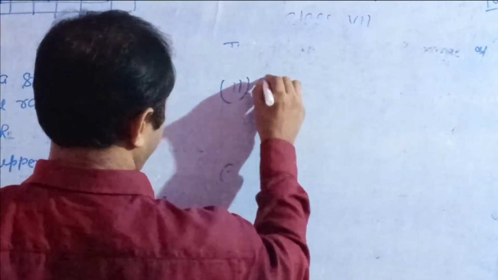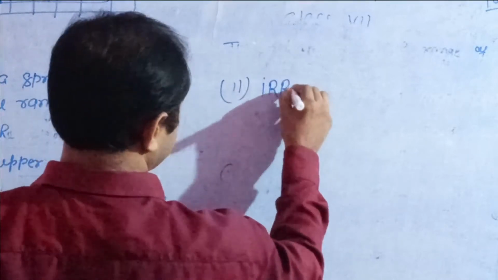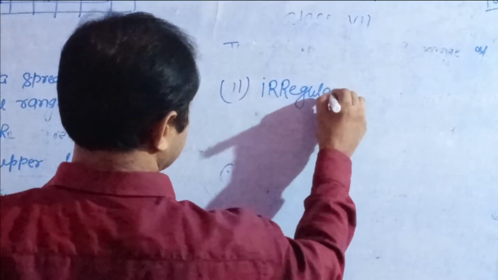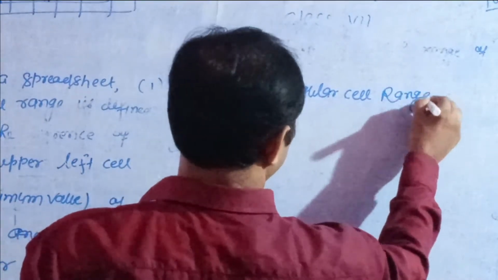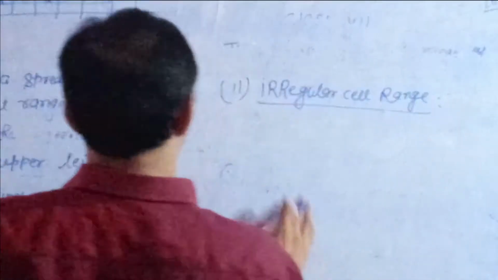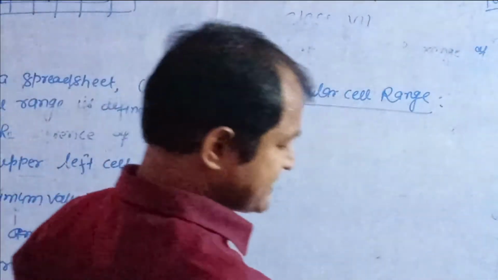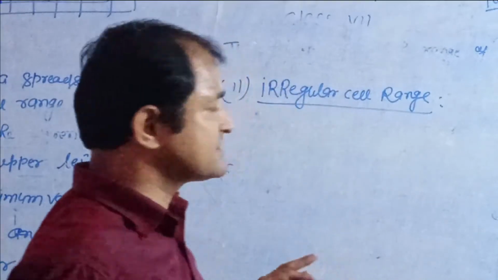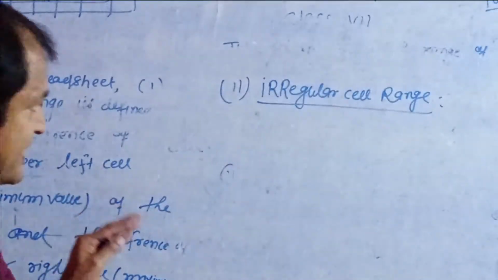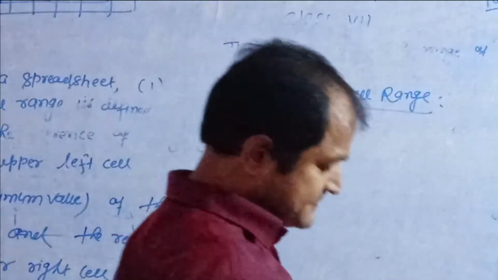Second topic, irregular cell range. This topic is not included in this chapter, but your topic name is working with range of cell. So I discuss irregular cell range.